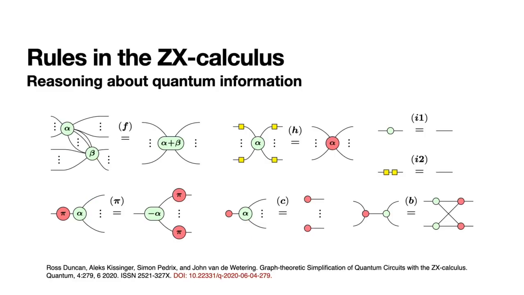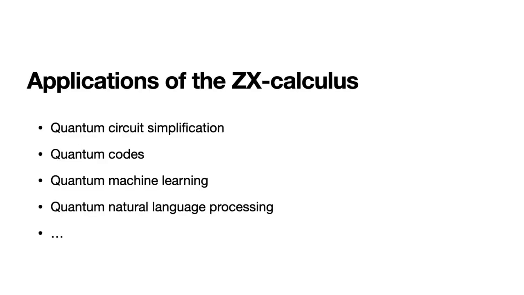To do graphical calculus, there are rewriting rules in the ZX calculus. Each rule will rewrite the ZX diagram to another equivalent one. The ZX calculus gives us a powerful tool to reason about quantum information. There are a lot of applications of the ZX calculus, including quantum circuit simplification, quantum codes, quantum machine learning, and quantum NLP, and so on.